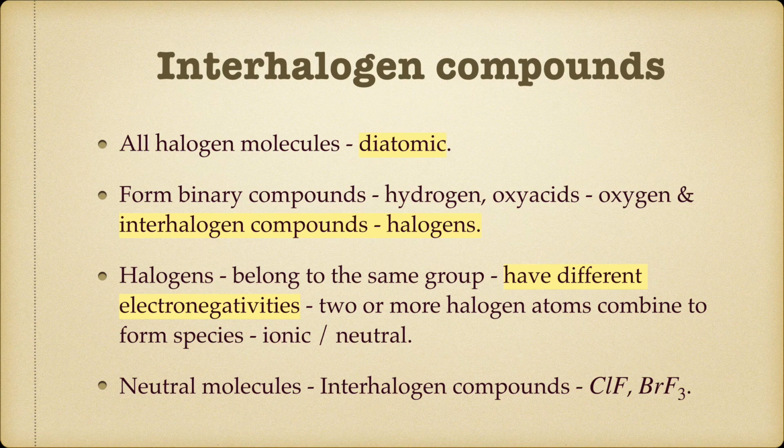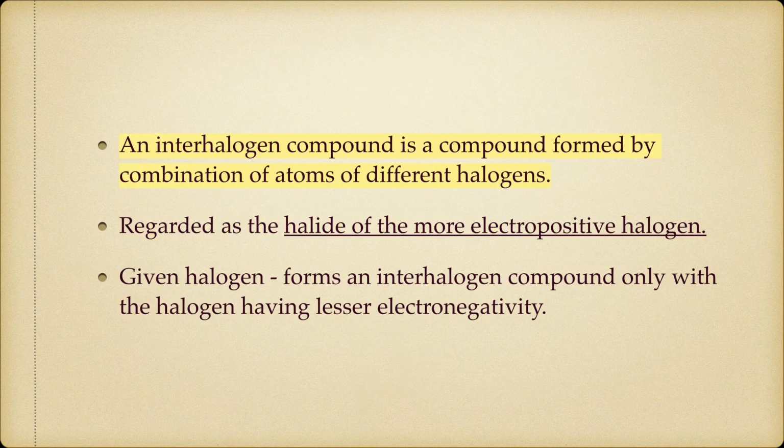So what are they called? Chlorine monofluoride and bromine trifluoride. So what is an interhalogen compound? It is a compound formed by combination of atoms of different halogens. They are regarded as the halide of the more electropositive halogen.